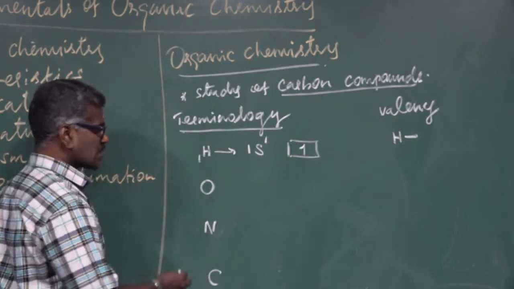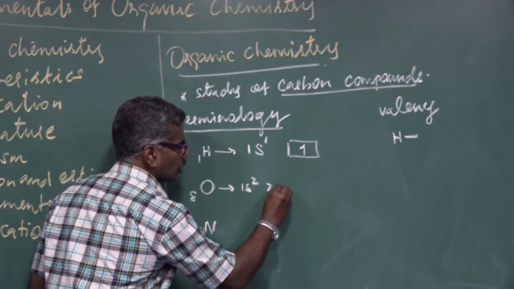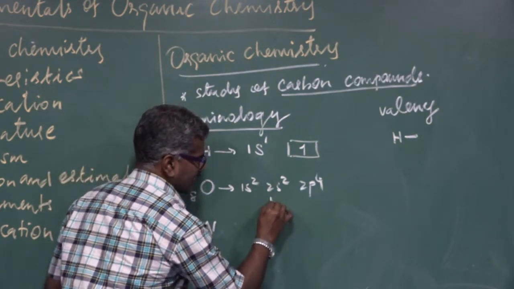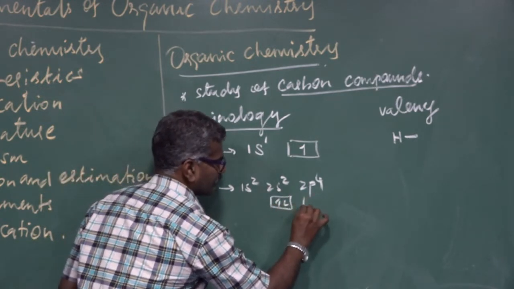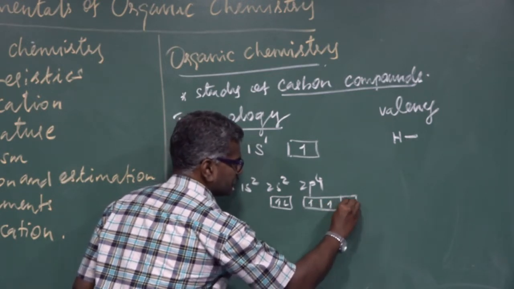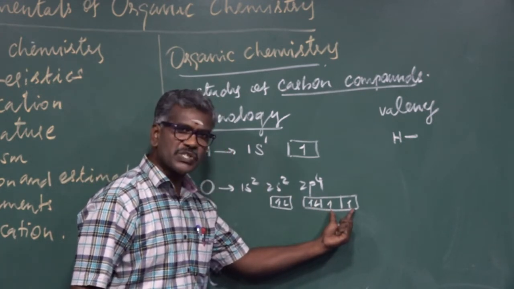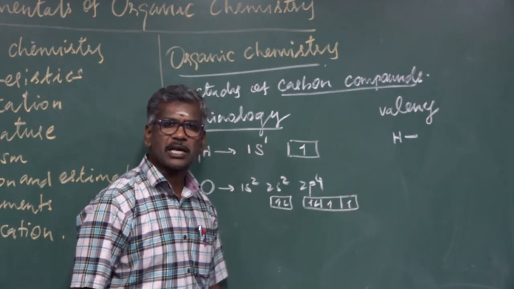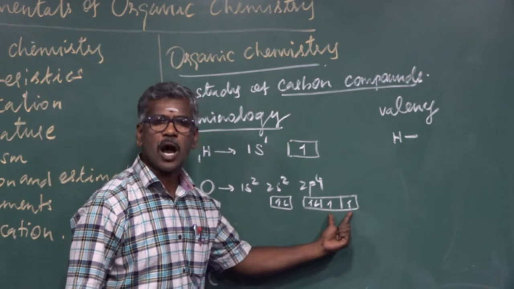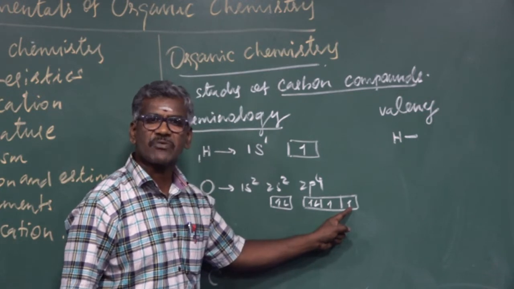Another one is oxygen. Oxygen, atomic number 8, electronic configuration 1s2, 2s2, 2p4. Here the s orbital has 2 electrons and the p orbitals have 4 electrons in 3 orbitals. Only 2 unpaired electrons are present; the remaining 2 are gained from the nearest noble gas to attain stable compounds according to the octet rule. 2 electrons are required, so the valency of oxygen is 2.